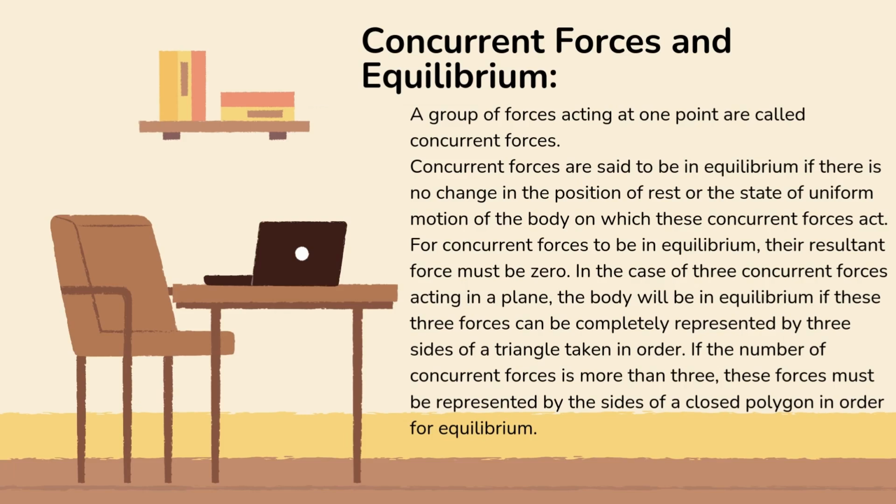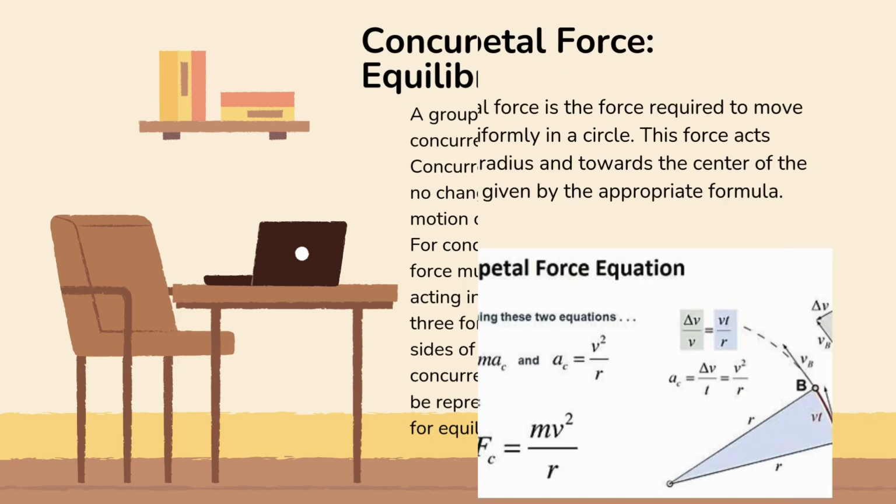In the case of three concurrent forces acting in a plane, the body will be in equilibrium if these three forces can be completely represented by three sides of a triangle taken in order. If the number of concurrent forces is more than 3, these forces must be represented by the sides of a closed polygon in order for equilibrium.